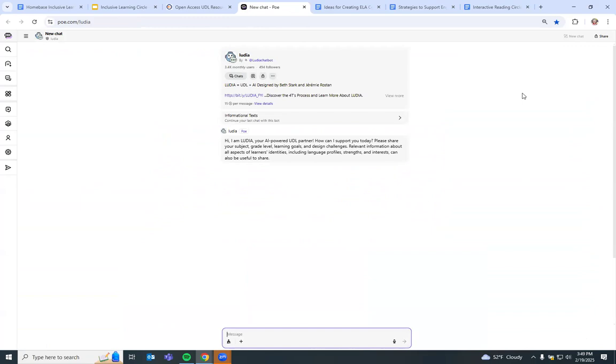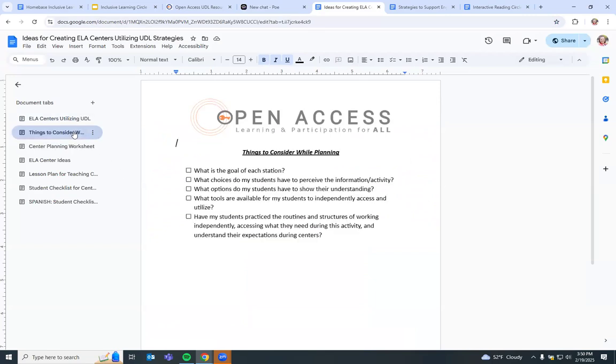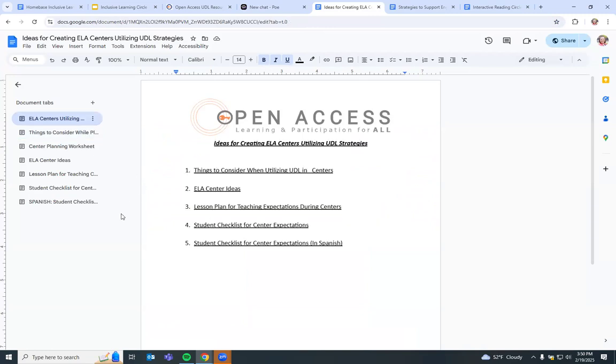For some reason, my screen seems to be a little bit smaller than it usually is, but that's okay. I want to show you a couple of things that I created through Ludia, and I'm happy to share them as well in the chat. But I use them to create, my goal was to create ideas for creating English language arts centers using UDL strategies, right?